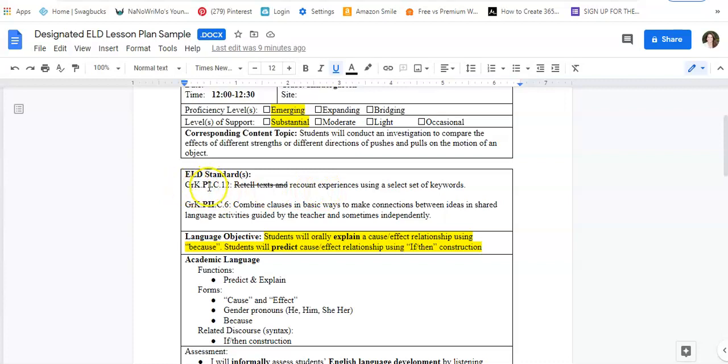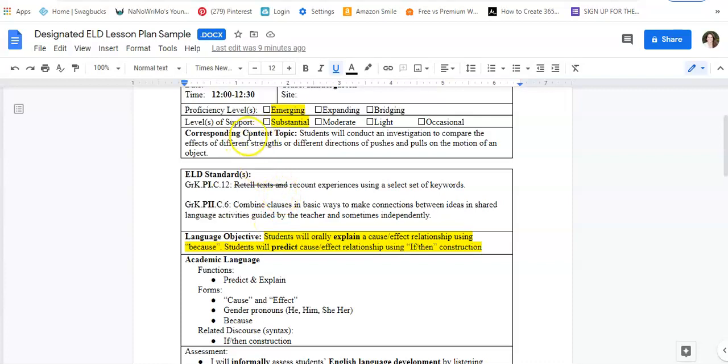So you see grade level K, part 1, C12, and then copy and paste the entire standard description and then just cross out what you're not going to focus on in that standard. Part 2 standard is combine clauses and basic ways to make connections between ideas in shared language activities guided by the teacher and sometimes independently.